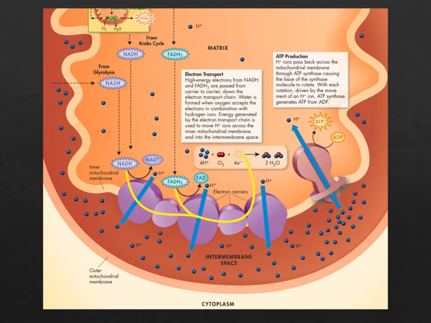This is what the process looks like. You can see NADH coming in, NADH coming in. You can see FADH coming in. These, of course, came from the Krebs cycle. There was something else produced during the Krebs cycle. Remember that carbon dioxide gas? That's the carbon dioxide gas that you exhale when you breathe.